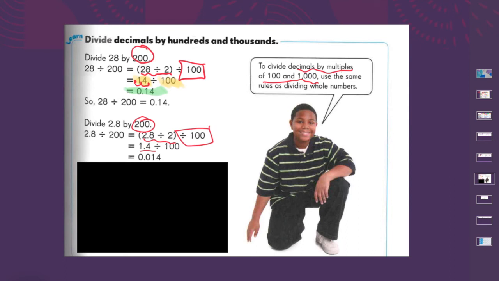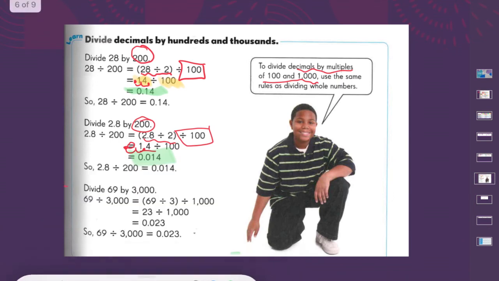And 1.4 divided by 100, well, let's move that decimal point. So we have the decimal point between the 1 and the 4. And when we divide by 100, we move it 2 place values to the left. So 1, 2, fill in with our 0, and we get 0.014 or 14 thousandths.